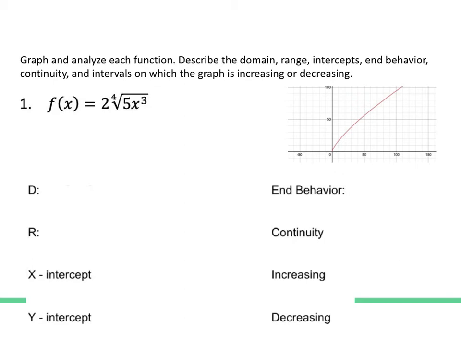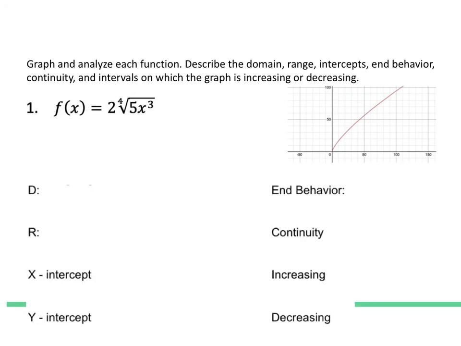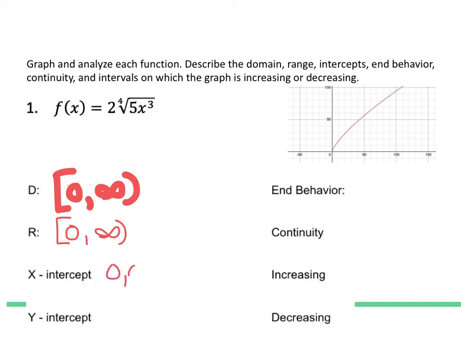So the domain is from 0 to infinity. The range would also be from 0 to infinity. The x-intercept, I can see that both the x and y-intercept hits at the origin. There is no horizontal or vertical shifting to cause it to move.